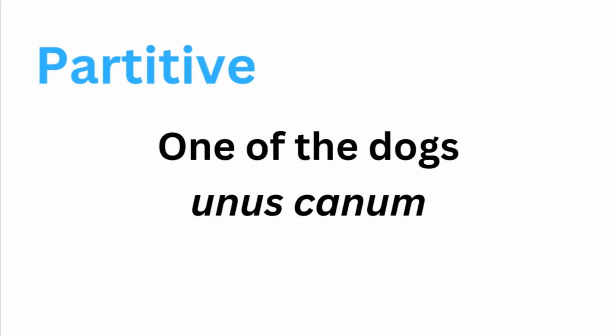This is a third declension. Canum is the genitive. You have to be really careful with third declension genitives because they look very accusative. But canum is genitive plural. Of the dogs. That's the whole group we're talking about. However, we've just picked out one of them, unus.